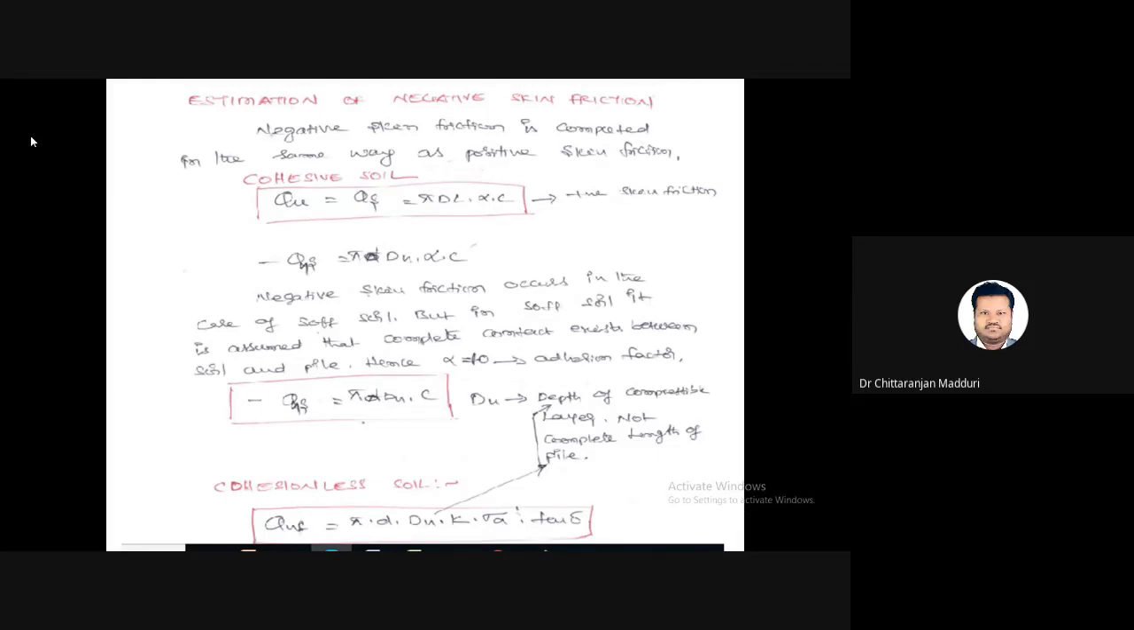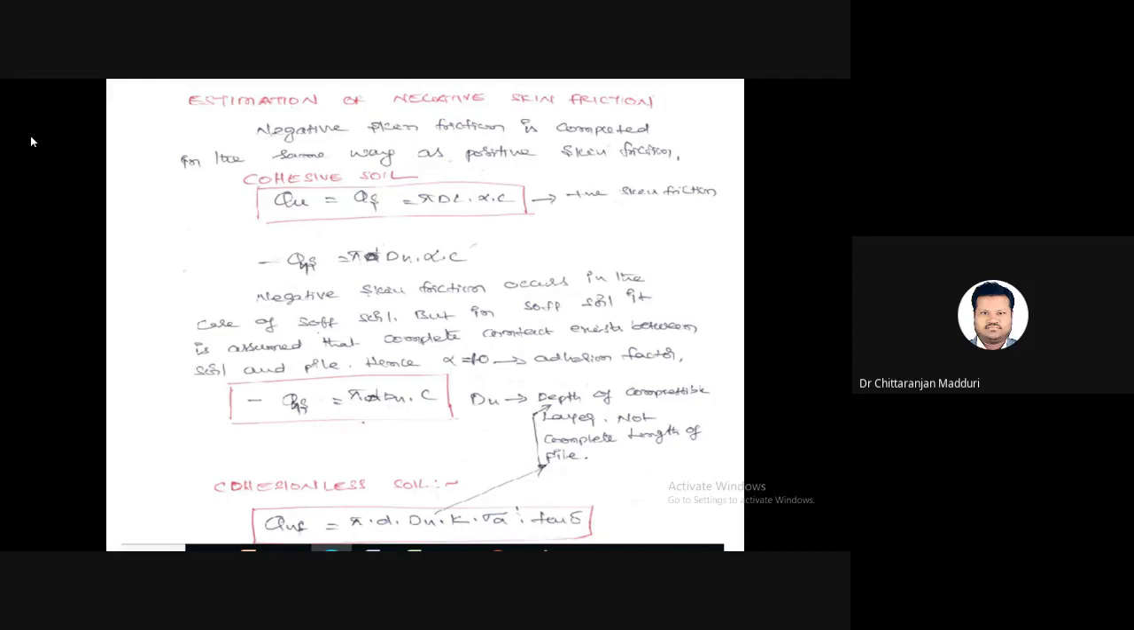So negative skin friction occurs only in the case of soft clays. But in the case of soft clays, it is assumed that adhesion factor equals 1, because complete contact exists between soil and the pile. Hence alpha equals 1.0. So negative skin friction is equal to pi into diameter of the pile, depth of compressible layer and cohesion of the soil. So alpha is eliminated.